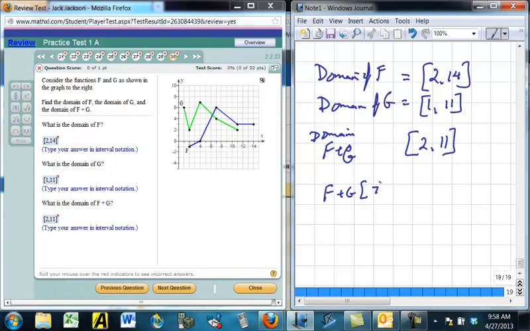Just for practice, let's see what f plus g of 7 is. That's f of 7 plus g of 7. So f of 7 is the output when x is 7 on f, which is the blue one. That output is 6. G of 7 is the output on the green one, which is 4. And those add up to be 10.